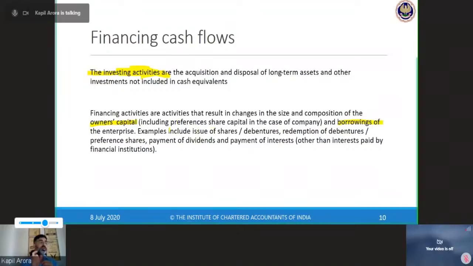Like what could be the examples? For example, I have issued shares, debentures, redemption of debentures paid by the debentures, redemption of preference shares, payment of dividend and payment of interest. That will also come under the financing activities. Again, other than the financial institutions, that's something that would be discussed.